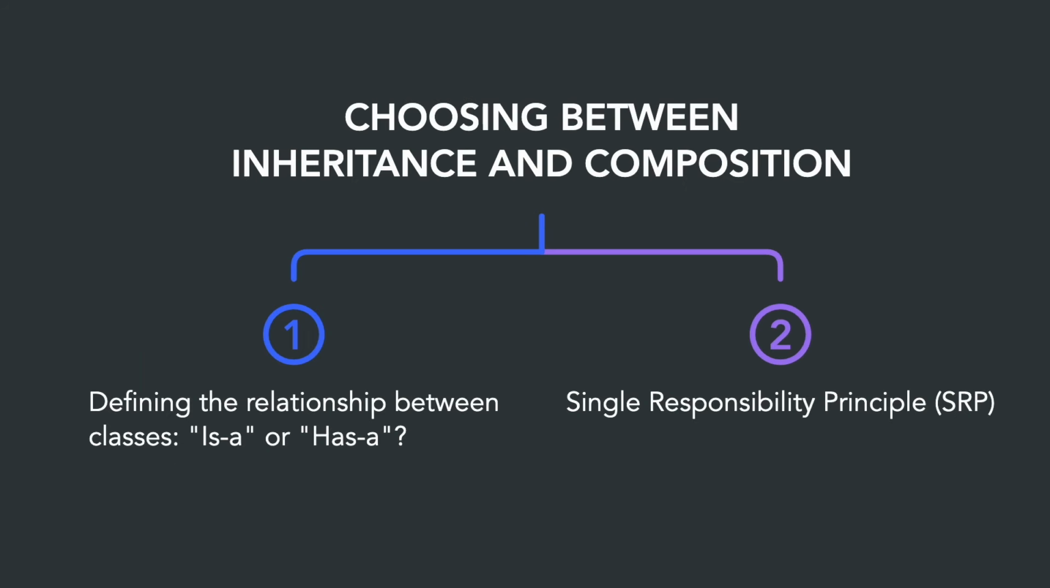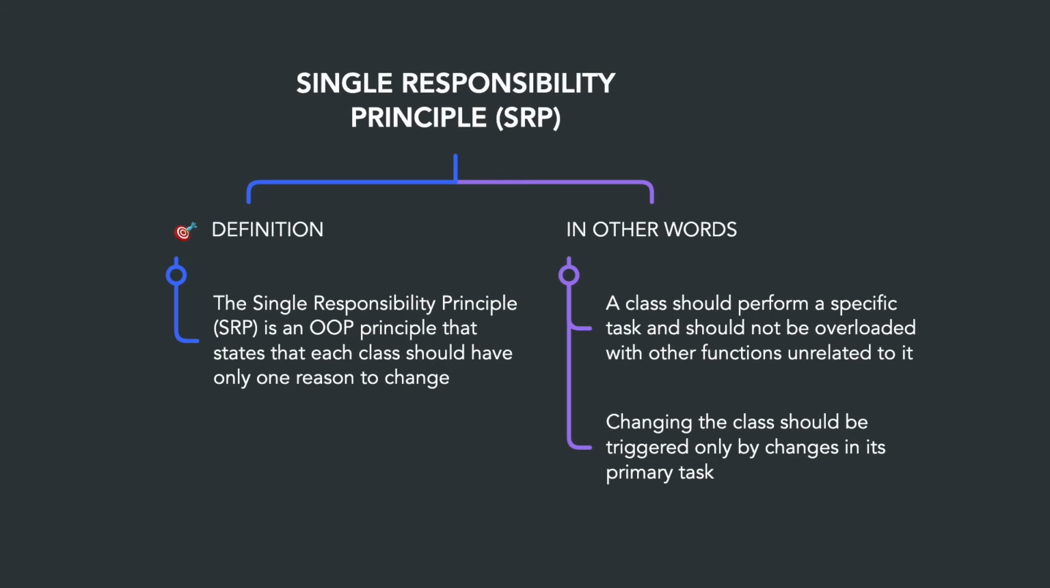Next, we need to analyze the class with respect to the single responsibility principle. This principle states that a class should have only one reason to change. In other words, a class should perform a specific task and should not be overloaded with other functions unrelated to it. Let's reinforce this knowledge with practical examples.